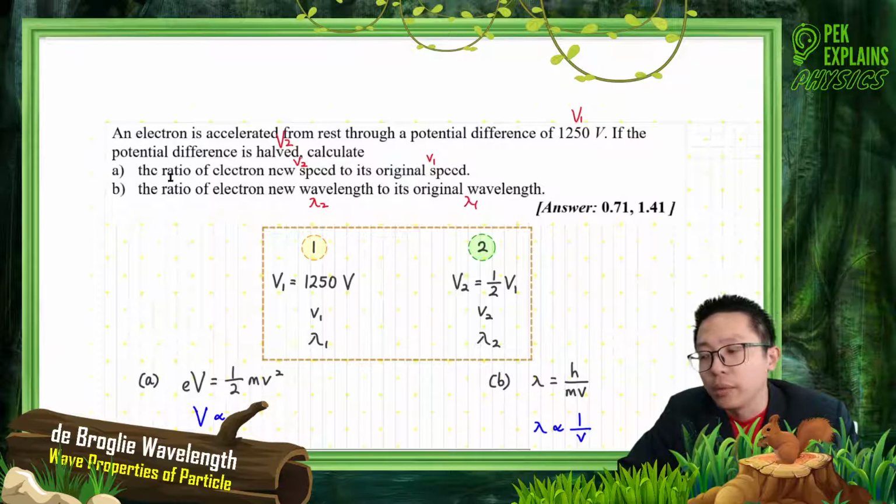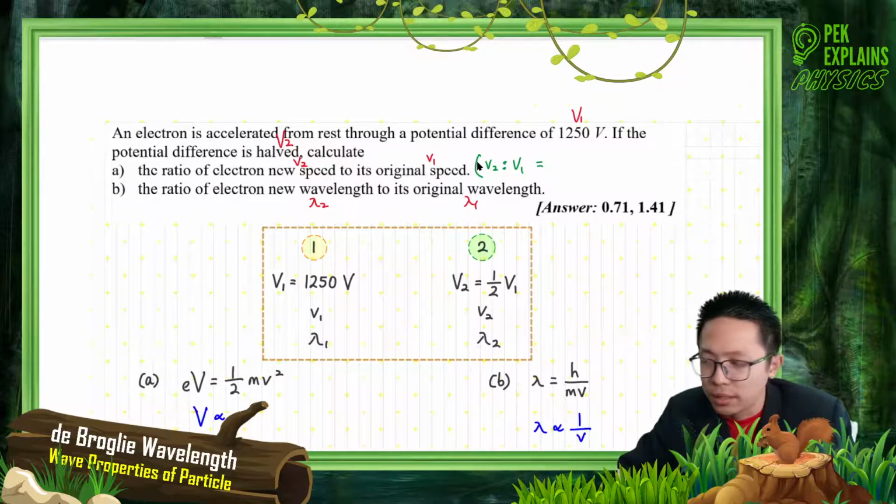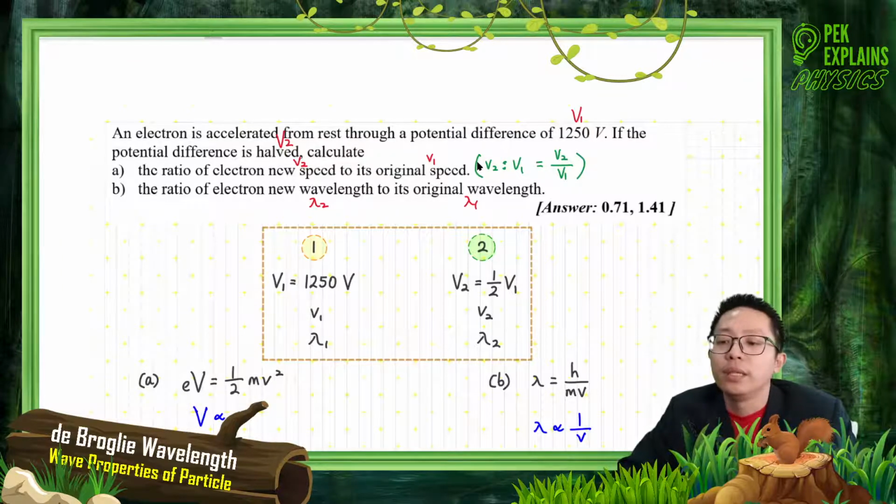So now we want the ratio of new speed to original speed. The question asks for the answer as new speed to original speed, the ratio. That means v2 to v1, which you write in fraction form: new speed first, so v2 on top and the original speed v1 at the bottom. So we need the answer as v2 over v1.